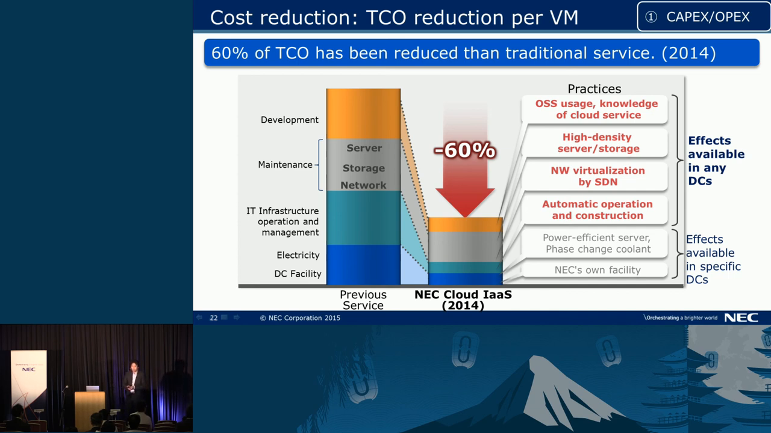First, we adopt OSS, which means we can reduce the license fee. And NEC is one of the hardware vendors, so we prepared high-density server and storage. The third one is SDN, and the fourth one is automation. In such a way, we were successful in reducing TCO.